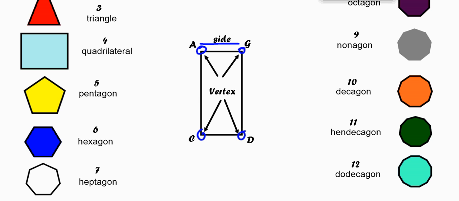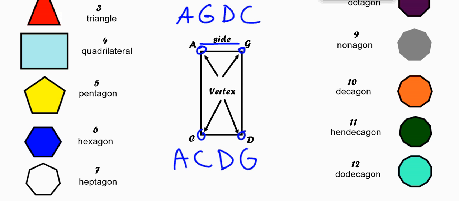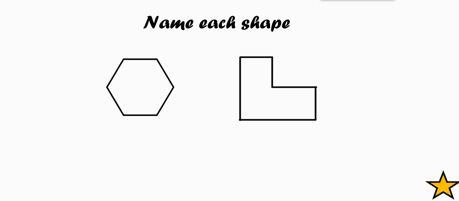So I could call this quadrilateral A, G, D, C, or I could reverse it and go in a different order. I could go A, C, D, G. Clockwise or counterclockwise doesn't matter as long as you are truly connecting the dots. We don't want to go A, D, C, G, because that would make a shape that is technically not a polygon. We have this idea, and we're going to use this information as we move on.